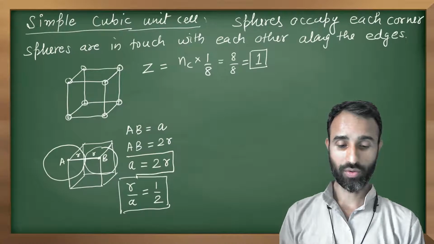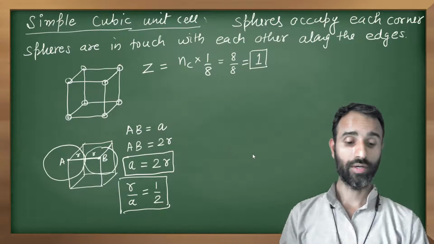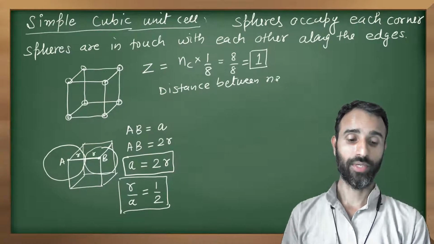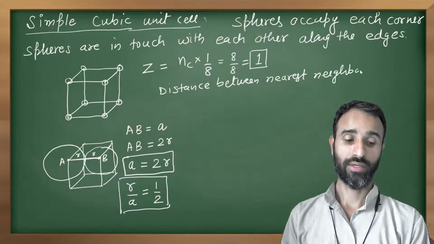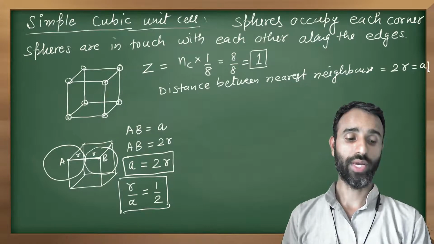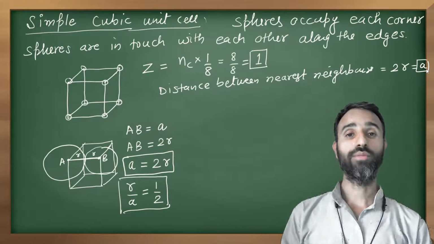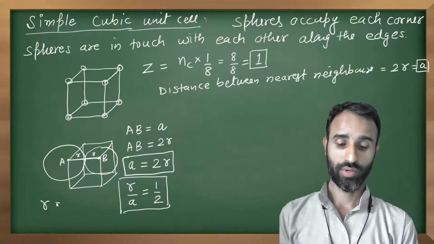This is the relation, A equal to 2R. And distance between the nearest neighbors equal to 2R, that is also important. Distance between nearest neighbors, that is equal to 2R, and that is equal to A. That is also one part, and the second is the relation between R and A. So A equal to 2R, or we can say R equal to A by 2.